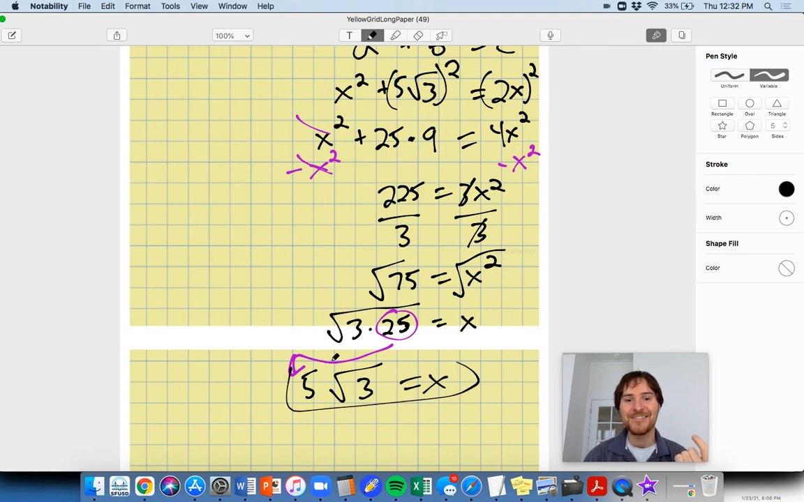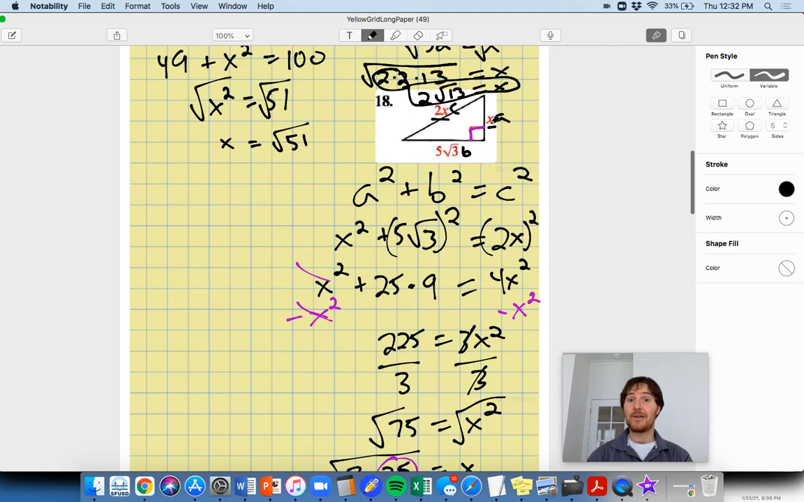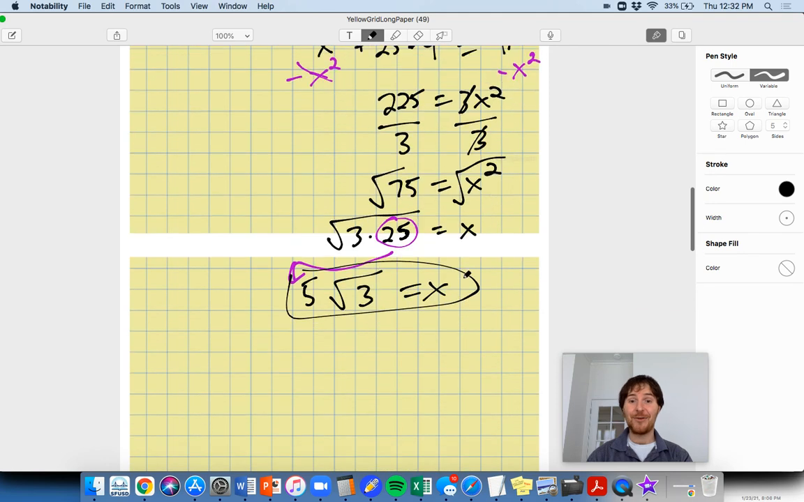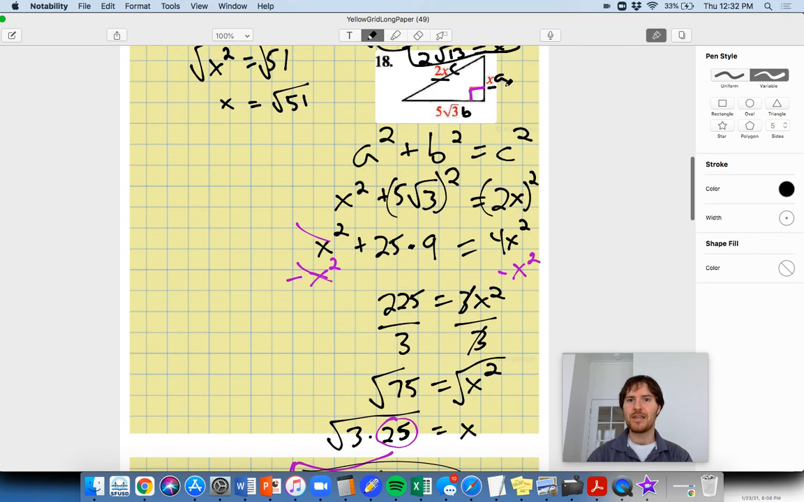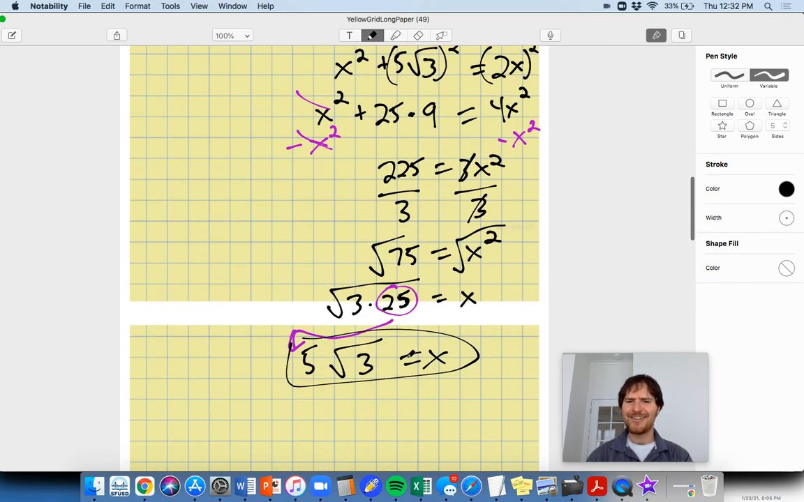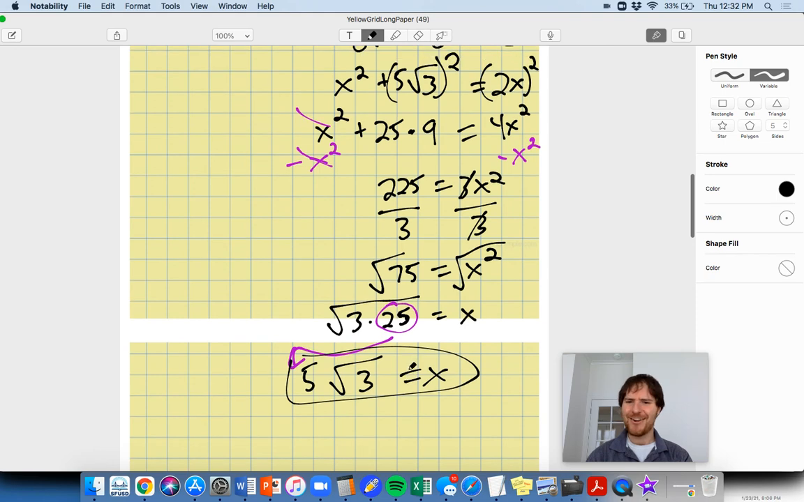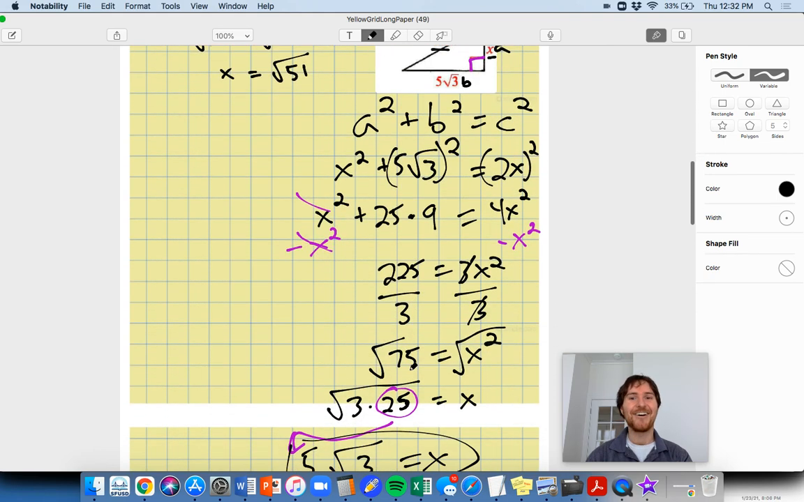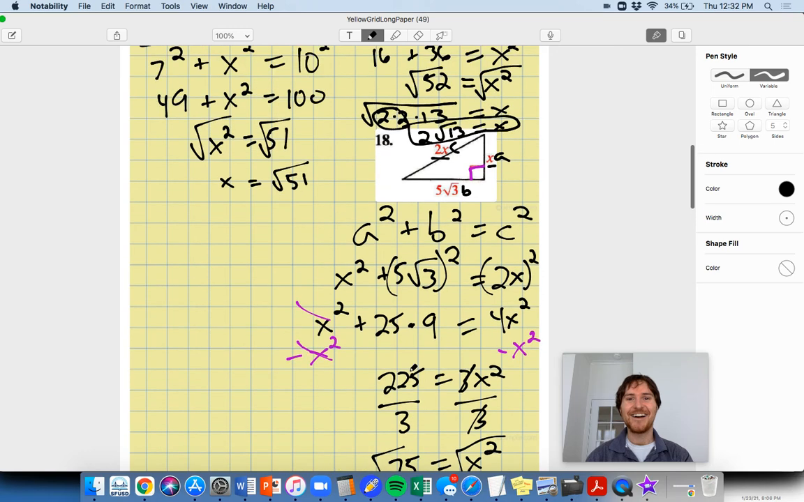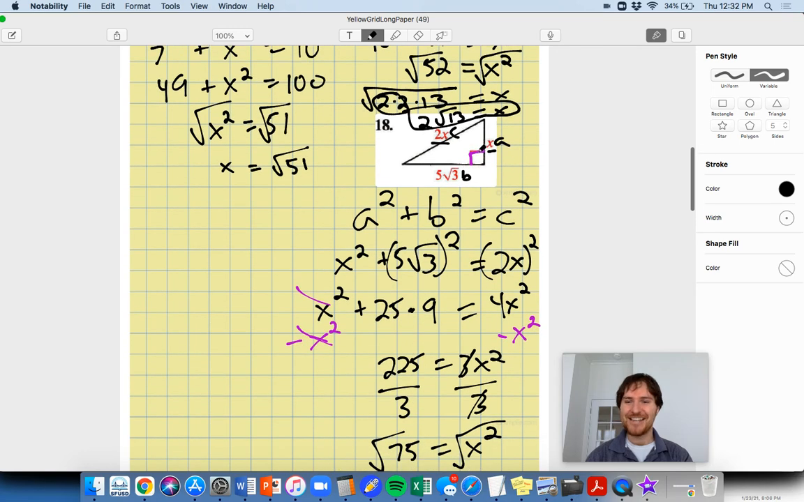We have our x. So we have our hypotenuse, or not hypotenuse, we have our leg right here. Our leg here is 5 root 3. Oh, interesting. Did I do this wrong? I think I did this wrong. What did I do wrong here? I made a mistake. Let me see where my mistake is, because it just shouldn't be isosceles.